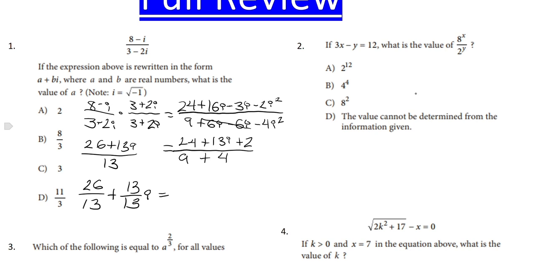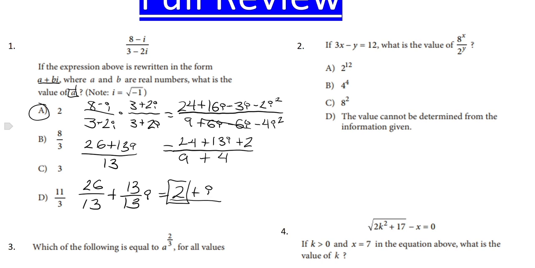26 divided by 13 is 2. And then plus 13 over 13 is 1, and then we'll have i. So if we go back to what the question is asking, they want us to rewrite this expression in the form of a plus bi, which is what we did here. And they want to know what the value of a is. a is the number that comes first. So we see that the answer is 2.